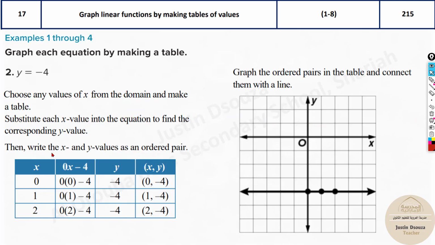So it doesn't matter what x value you choose, you cannot substitute over here because the coefficient of x is 0 over here. So it's 0x. Ignore that, just write y is minus 4. You don't need to do all this detailed table. This is enough, x and y is more than enough. This is the ordered pair. If you want, you can do it. With only x and y, you can easily plot it up.